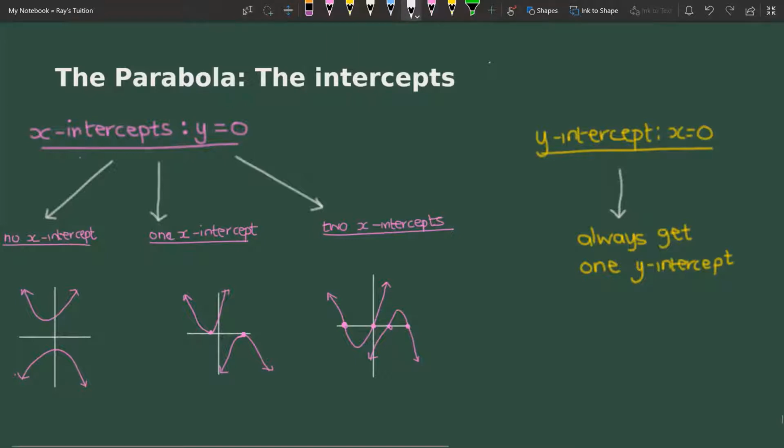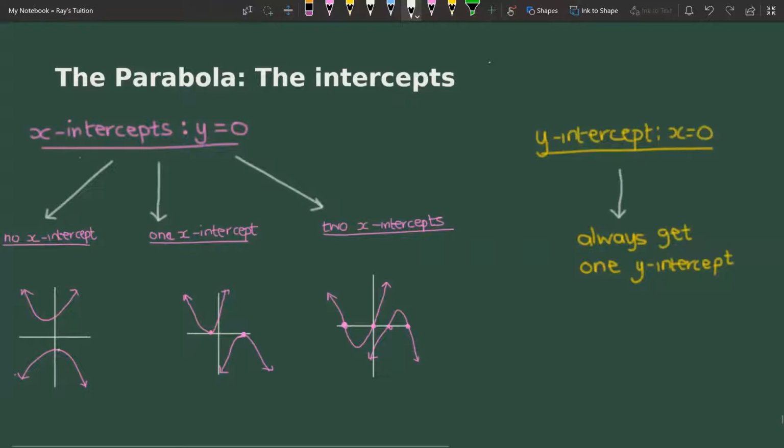One of three cases can happen, and that depends on our parabola. So sometimes we get no X-intercept, okay? When do we get no X-intercept? If we have a positive parabola and the minimum value is bigger than 0. As you can see, this graph over here at the top will never cut the X-axis. Or another case is if we have a downwards or negative parabola and the maximum is smaller than 0. So in these two cases, our parabola will not have an X-intercept.